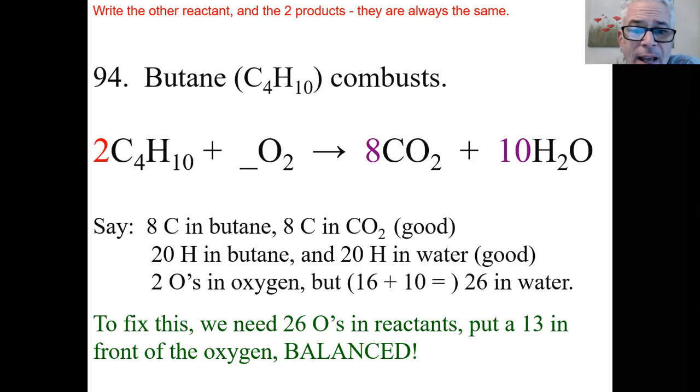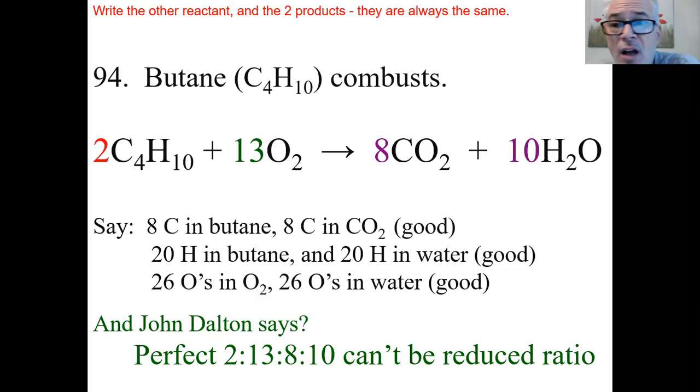8 carbons in butane, 8 carbons in carbon dioxide. Good. There's 20 hydrogens in the butane, and we also have 20 hydrogens in the water. Good. We always start with just 2 oxygens in the reactant side. How many oxygens do we have on the product side? We have 16 oxygens in carbon dioxide, and we have 10 more oxygens in water. That's a total of 26. How do we get 26 oxygens in the front if they come in pairs, the O2s? Well, we have to put a 13 then in front of the oxygen, that most unlucky number.